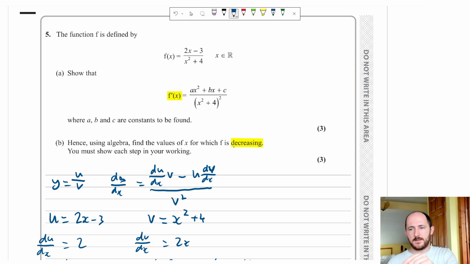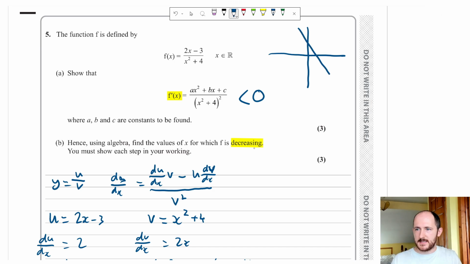So if we're looking for the values for which it's decreasing, we're looking for when this is less than 0. Because a negative gradient means you're decreasing, right? If you ever get confused on that, think of a straight line. That's a decreasing gradient. That's an increasing gradient. Which one's increasing, which one's decreasing?